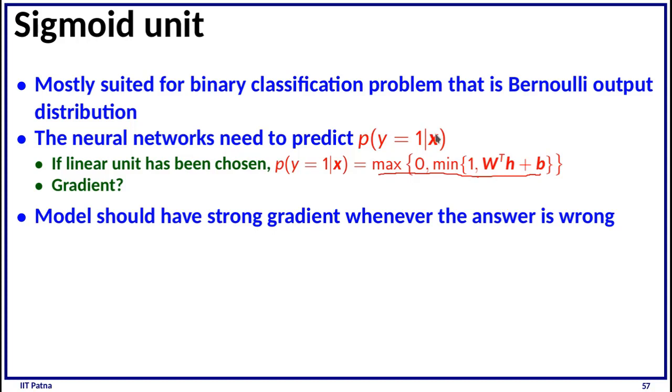And if we can define it through a probability, then if my error is high, that is, the error value is high when I'm predicting wrongly, then I should have a strong gradient so that I can modify my W parameter in a more meaningful manner. So that is the expected thing that should happen for a good output unit, when we are trying to predict the probability.